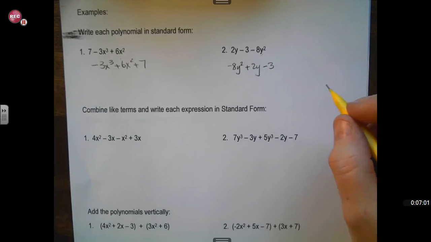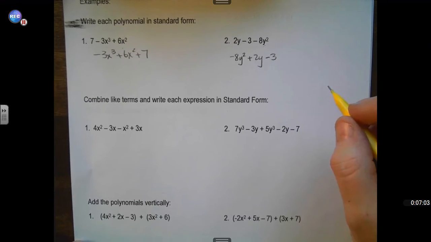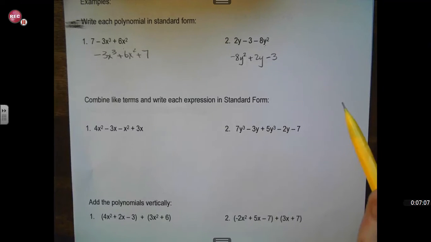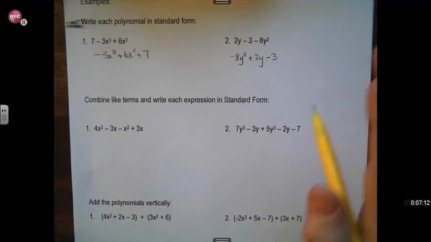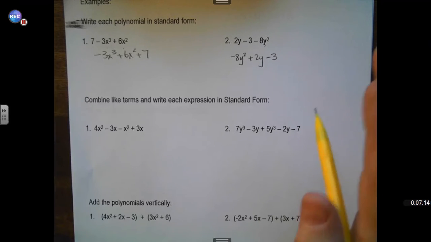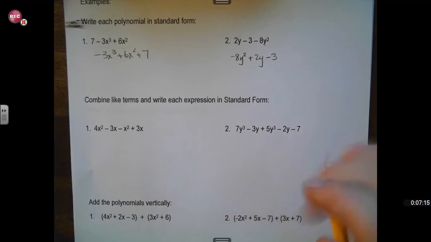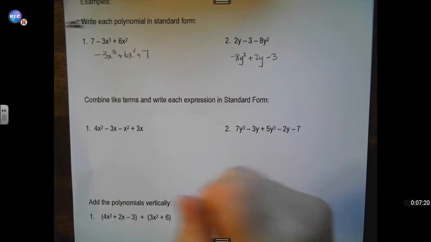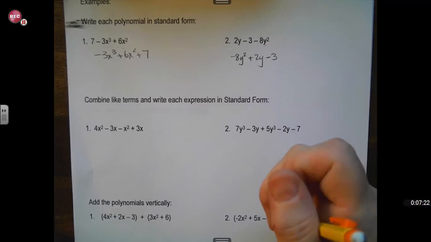And then combine like terms and write your answer in standard form. Like terms are terms whose variable parts are exactly alike. If the variable parts are exactly alike, you can add the numbers out in front to combine them, and the variable part stays the same.